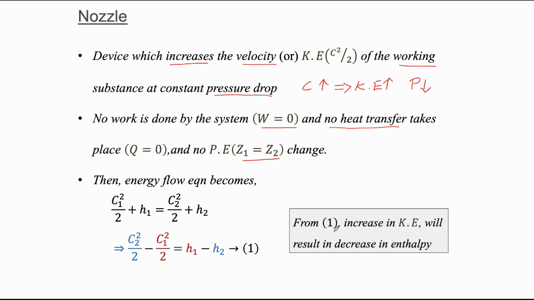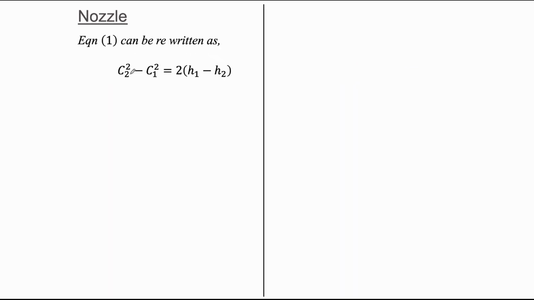So as we can see here, the increase in kinetic energy will result in a decrease in enthalpy in a nozzle. Equation 1 can be rewritten as the outlet velocity square minus inlet velocity square equal to 2 into the change in enthalpy. So to find the final velocity, we can rearrange this equation and write it as C2 equals square root of 2 into H1 minus H2 plus C1 square.